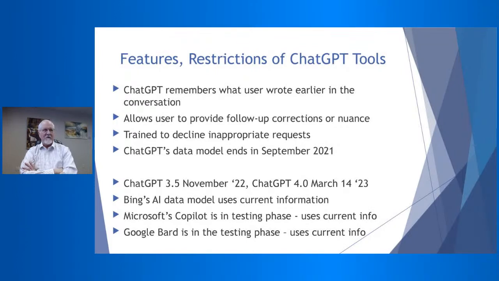And it uses current information, and you can go in and use both, you can use Bing AI, Microsoft Copilot. You can see examples of how it's used in Microsoft, but it isn't available right now. And there's another under Google called Bard, which is also in the testing phase. So those are the different models that you can use to access this 100 trillion database.